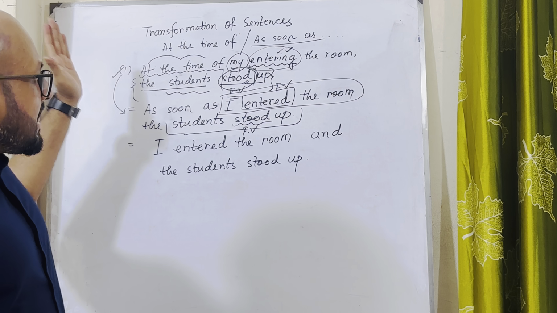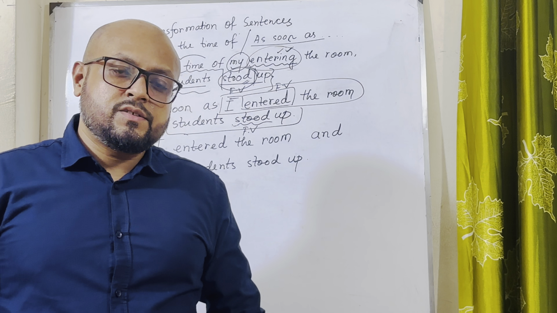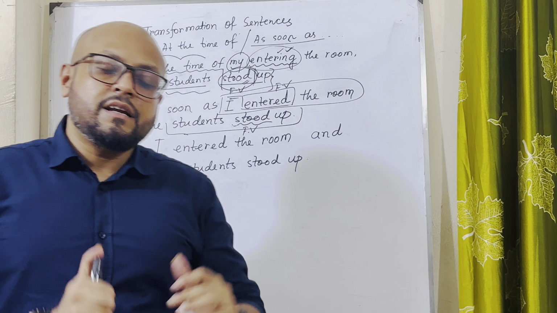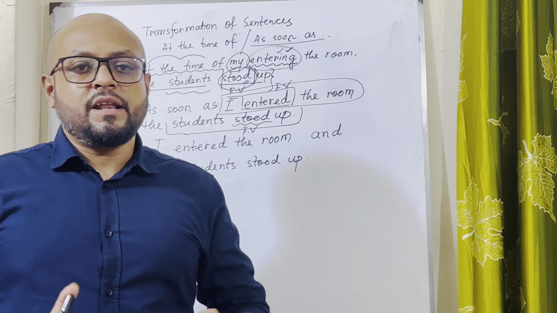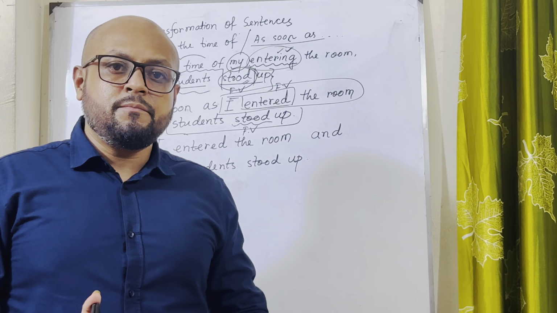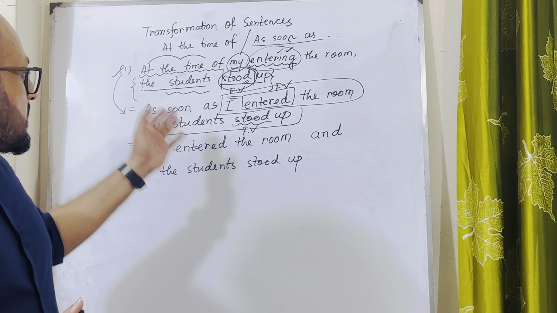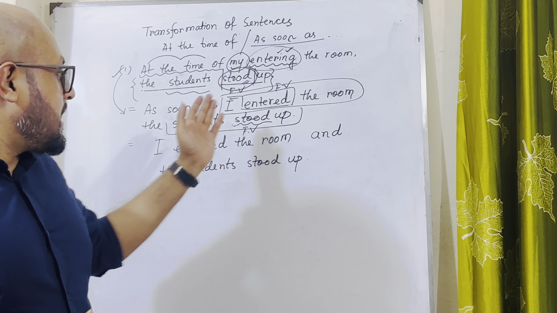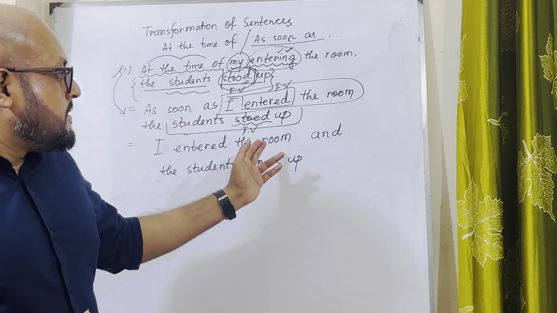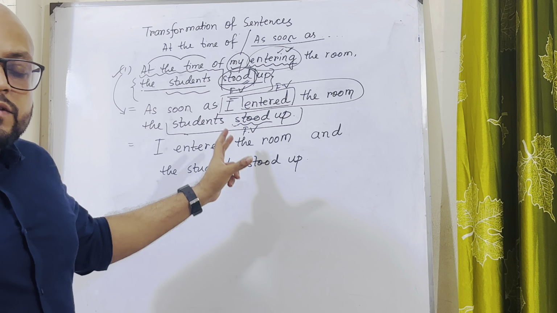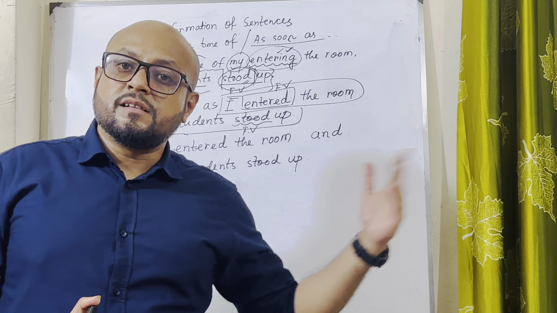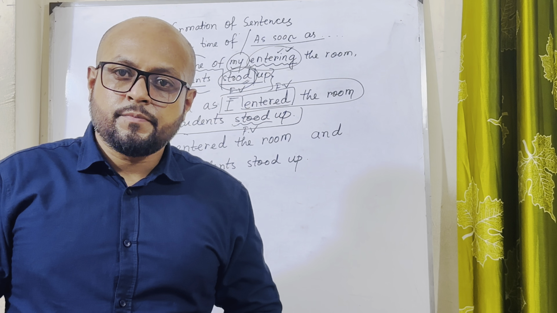So if your simple sentence starts with "at the time of", and that is indicating two actions happening at quite the same time, then you can use "as soon as" for your complex sentence, and separate the two principal clauses and join them with "and". In this way you can make it compound.